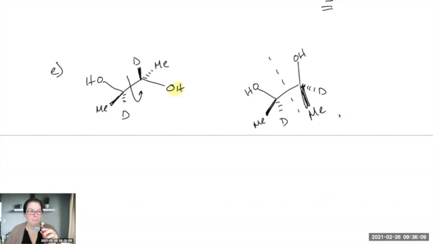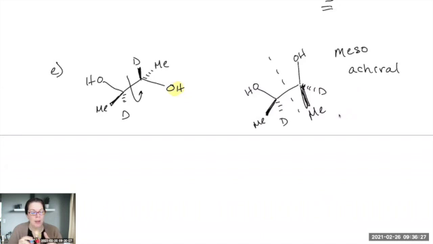Okay. So what do you think? Is there a plane of symmetry? There is. So this is a meso compound, which is achiral or non-chiral.